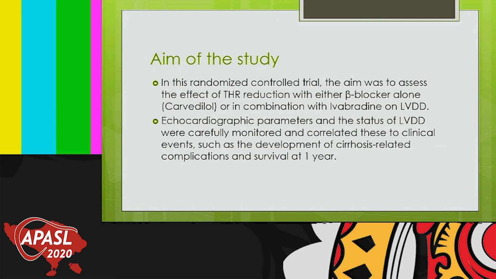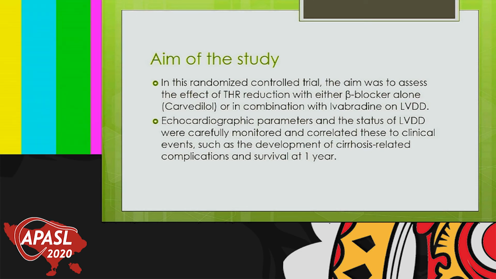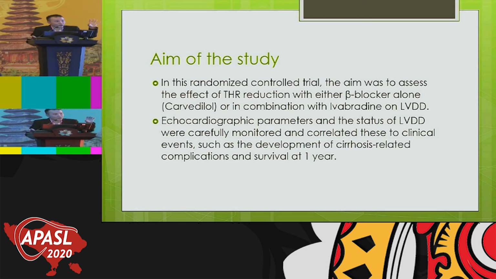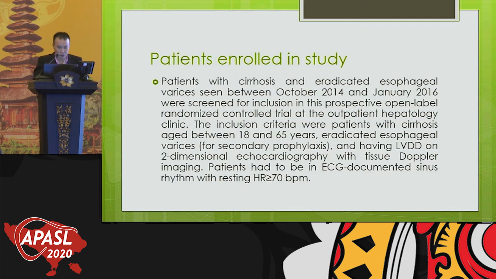So in this particular study, which was done by a group from New Delhi, their aim was to assess the effects of targeted heart rate reduction with either beta blocker alone, carvedilol, or in combination with ivabradine on left ventricular diastolic dysfunction. So that was what they were looking at specifically, and we know that left ventricular diastolic dysfunction is an important metric in cirrhotic cardiomyopathy. They looked at these patients very carefully over a year. I'll go into this with a bit more detail.